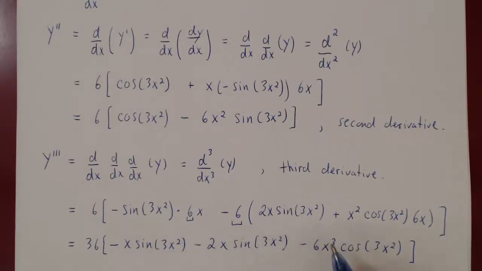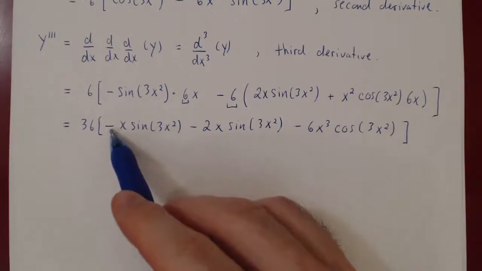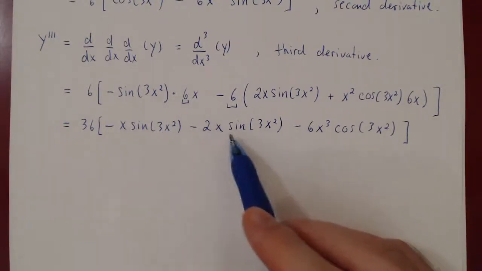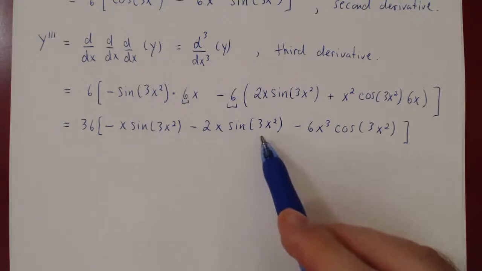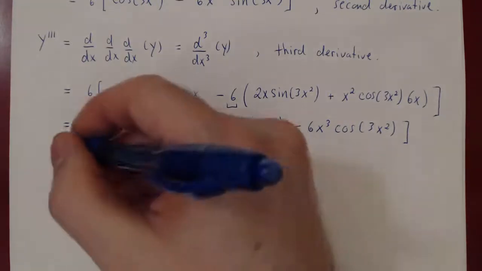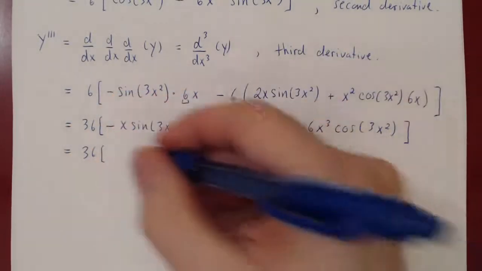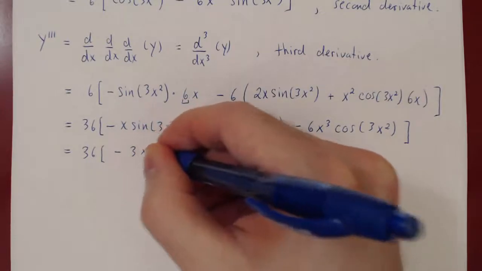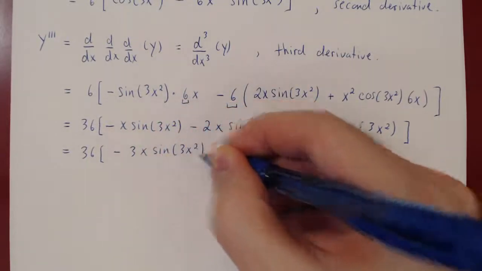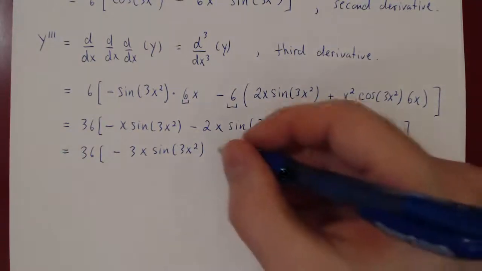We can simplify a little bit more. If you notice, we have negative x sine of 3x squared, negative 2x sine of 3x squared. So this will be simply negative 3x sine of 3x squared, negative 6x cubed cos of 3x squared.